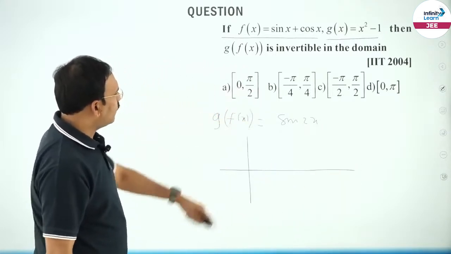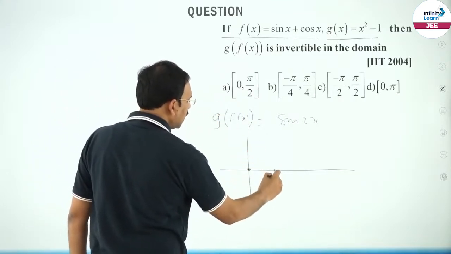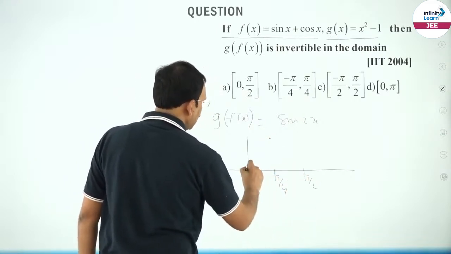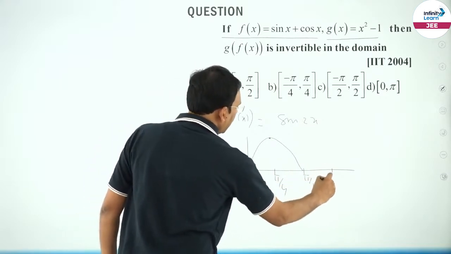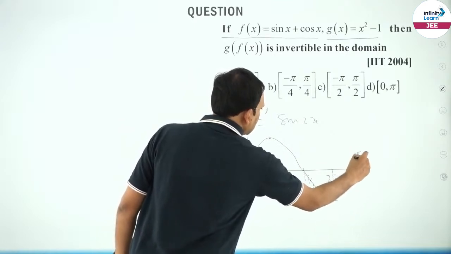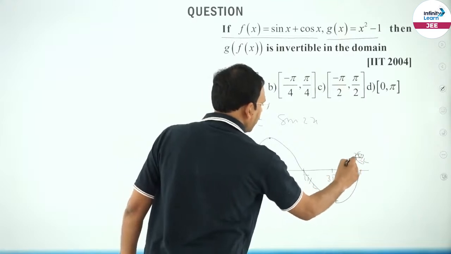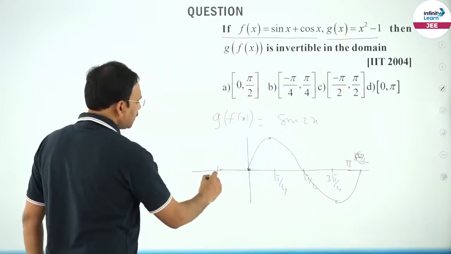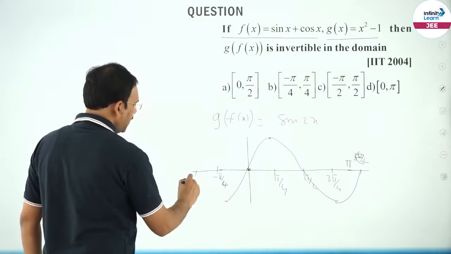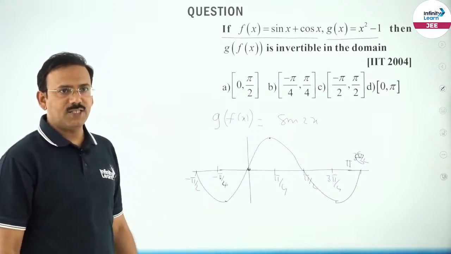So, the intervals given from minus pi by 2 to something, you see sin 2x at 0 is 0, at pi by 4 itself it is 1, at pi by 2 it is 0 again, and at 3 pi by 4 it is minus 1, and at pi it is 0. Even at minus pi by 4 it becomes minus 1, at minus pi by 2 it becomes 0. This is the graph of sin 2x, my dear students.